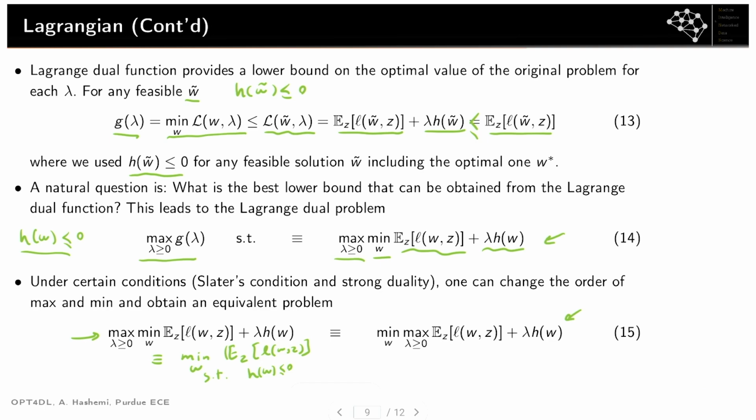Okay. So the second problem is equal to the original one, and under a Slater condition, strong duality holds, and the first problem is equal to the second one, meaning that we can change the order of the minimum and maximum, and nothing changes. Or in other words, through the dual function, not only do we get a lower bound on the optimal value of the original problem, but we actually get a tight lower bound.